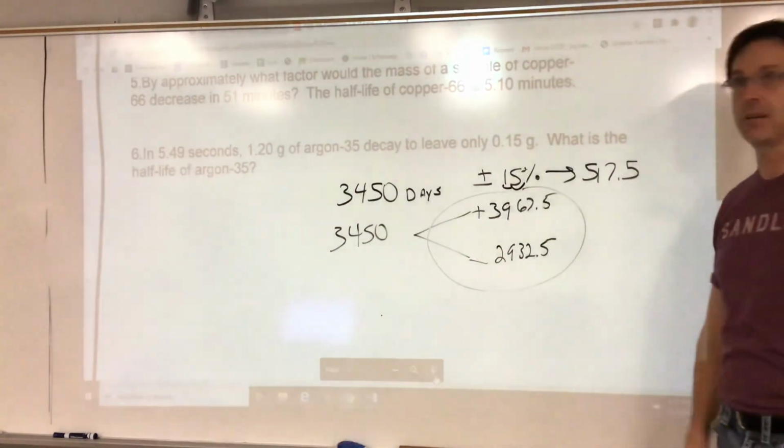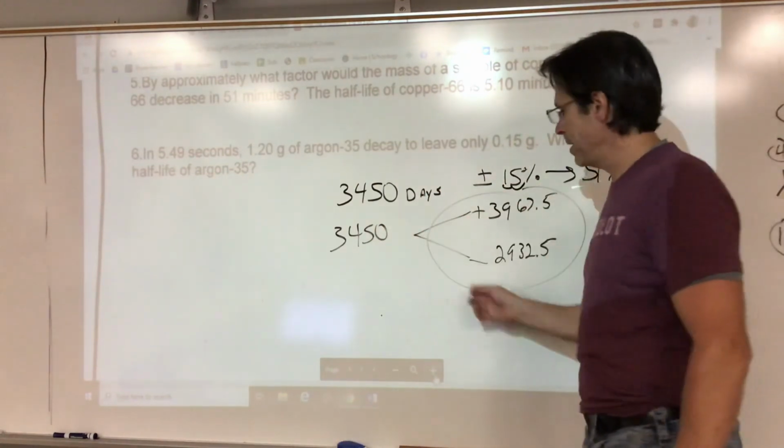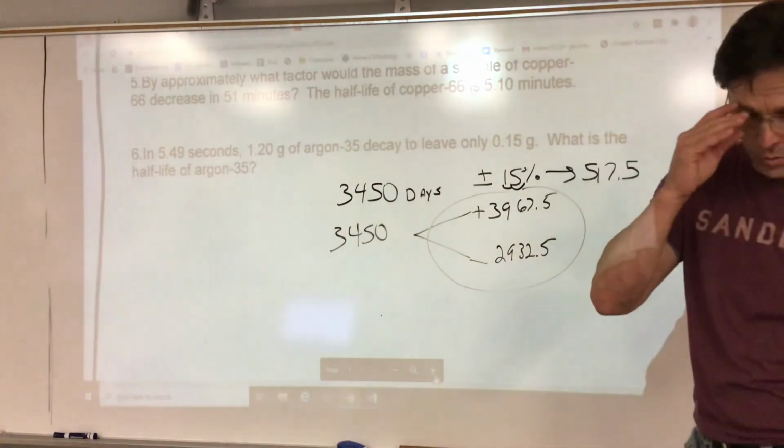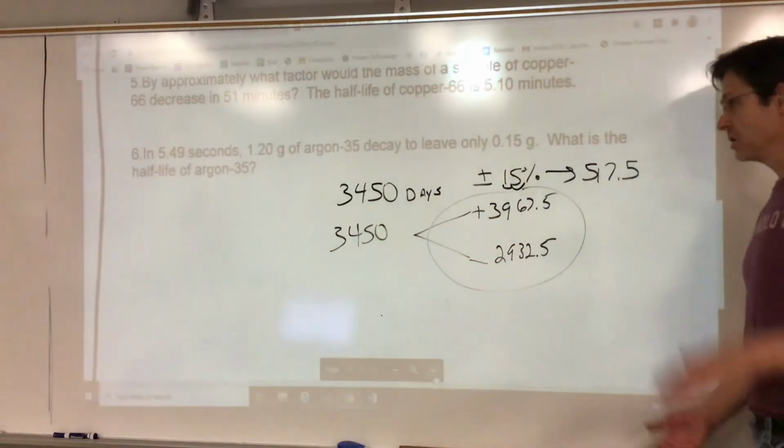And I did 15% instead of 10%. Remember, find it at the base, add it to the base to get the high, subtract it from the base to get the low. Okay, just a little review on that, because I know you'll have at least one of them on the quiz when I give it, where you have to tell me the high and low margin for error. Okay? All right, so that's finished for those.